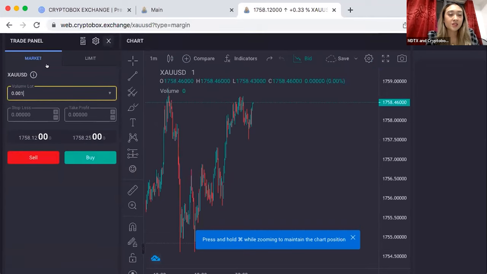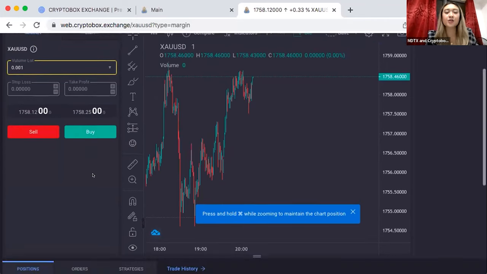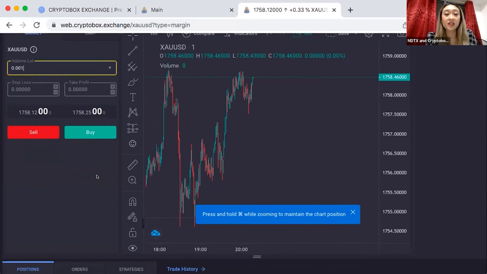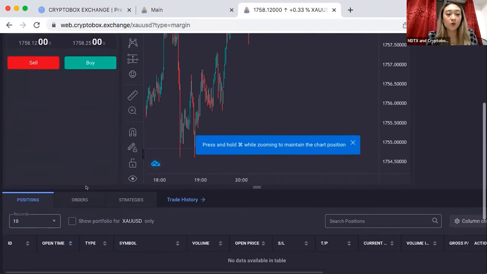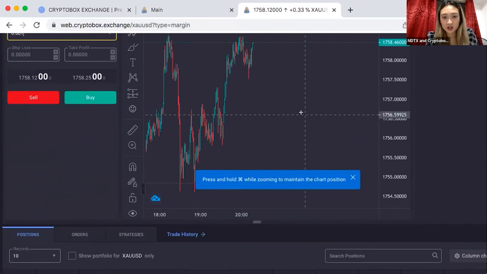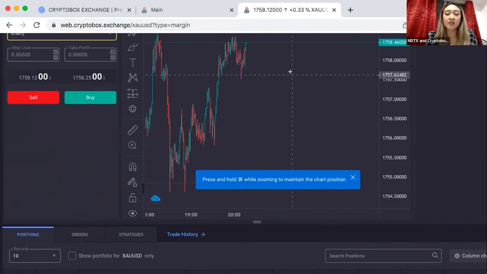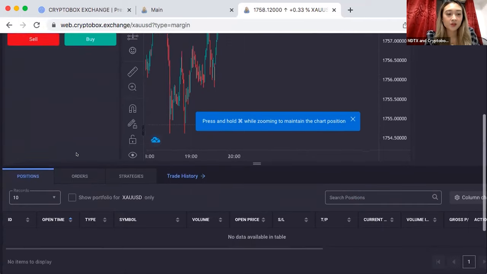Since this is the market tab, once you click sell or buy, your position will immediately execute and open and appear right here at the bottom, as well as on the chart. There will be an indicator that comes up on the chart, which will show you your entry price. Then I'll just go through really quickly what is underneath that.